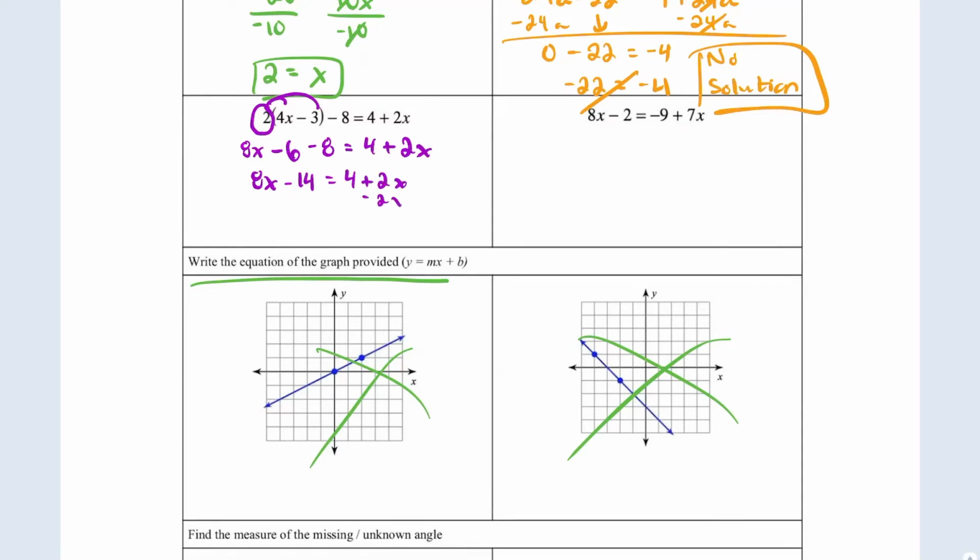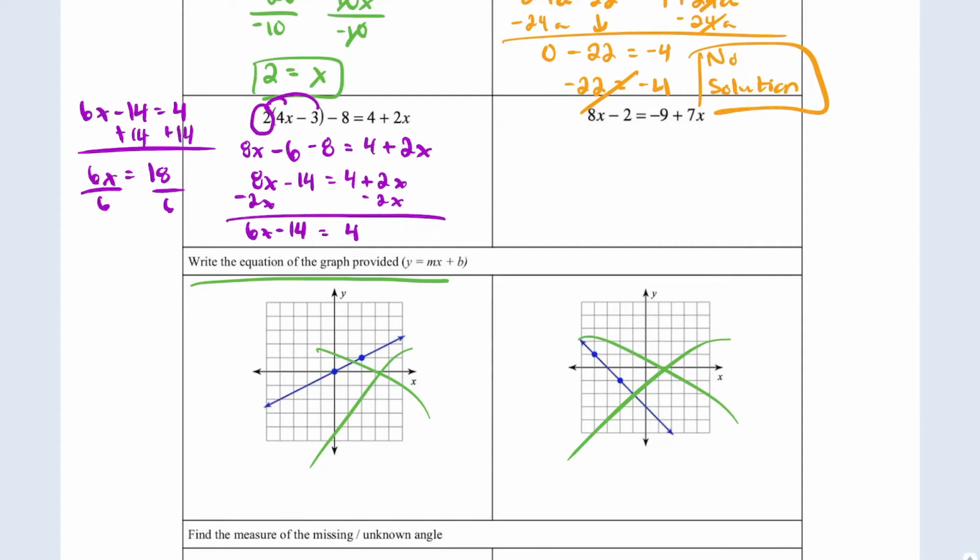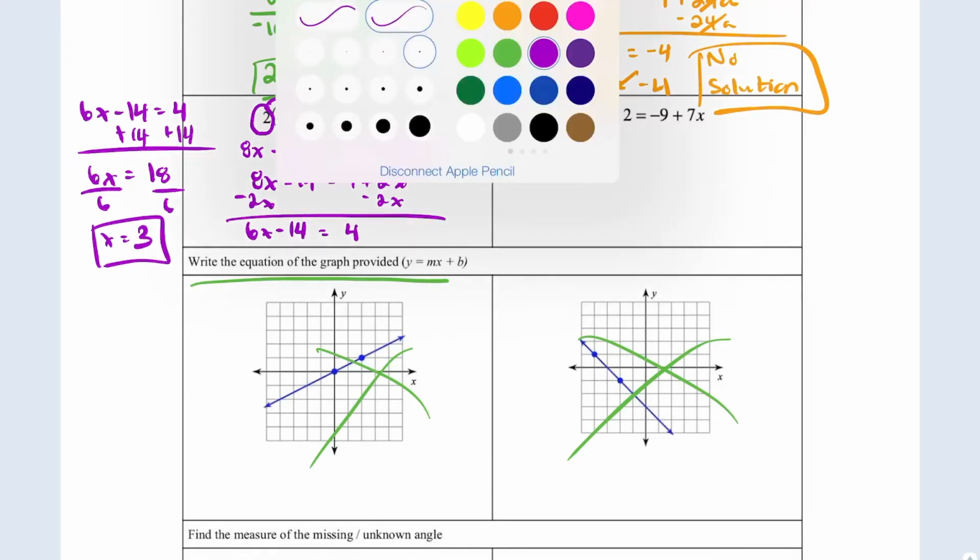Get your x's on one side and your constants on the other side. So I'm going to subtract 2x, so that's 6x minus 14 is equal to 4. I ran out of space, so I'm going to move over here to the left. You're going to add 14 to both sides. So 6x is equal to 18. Divide both sides by 6. So you get a final answer of x equals 3. There we go. We got one more.